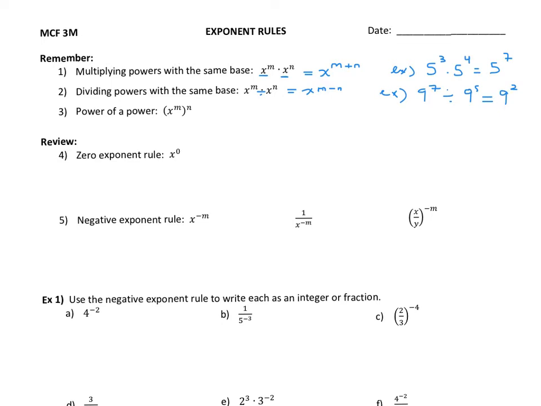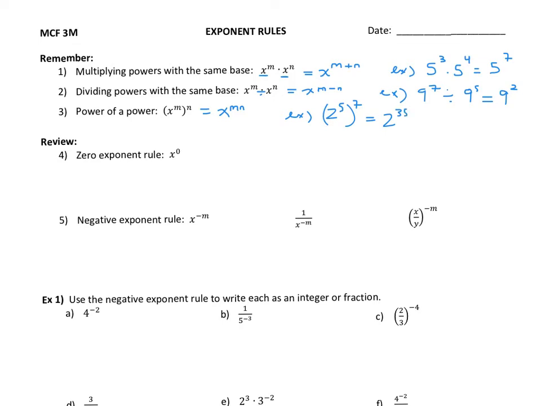Power of a power, when you have an exponent outside of another exponent, the rule is the base stays the same, but then you multiply the exponents together. So for example, if we had 2 to the 5 all to the exponent of 7, that's going to equal 2 to the 35, because 7 times 5 is 35.